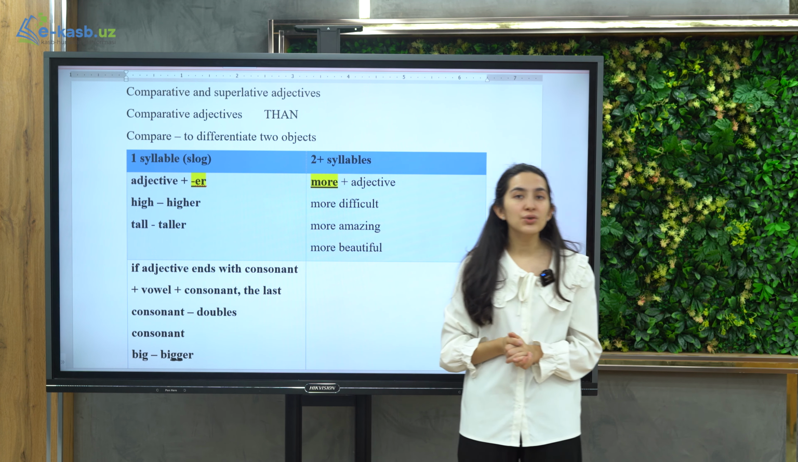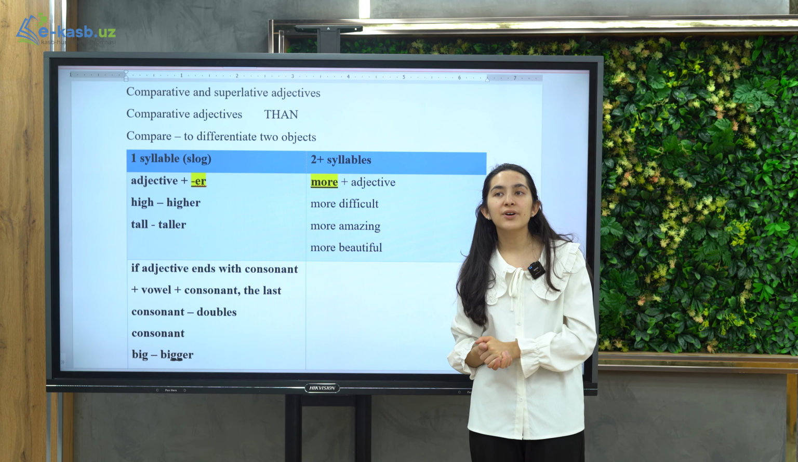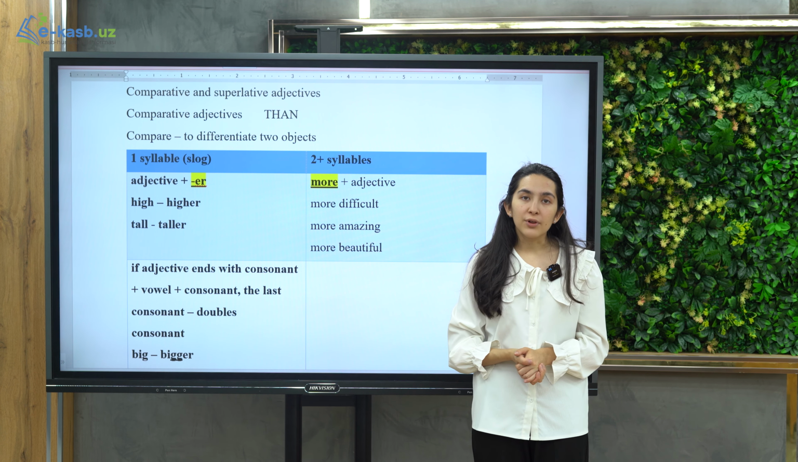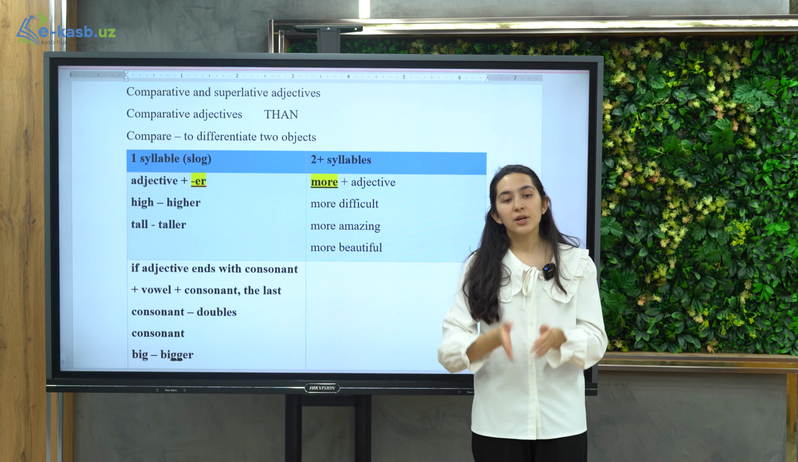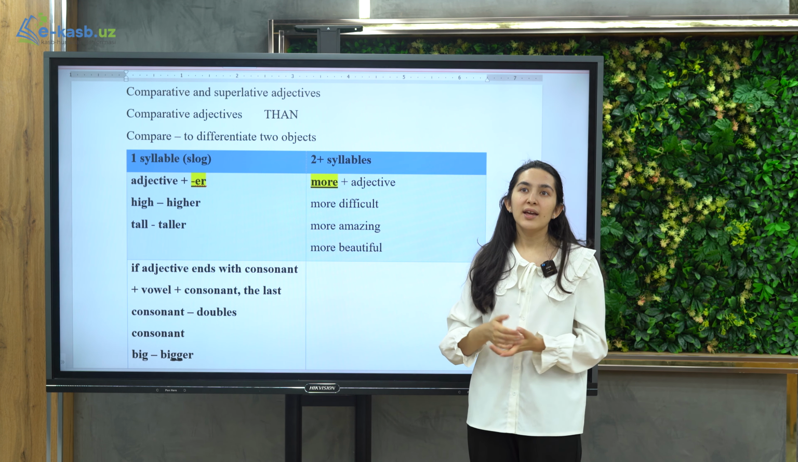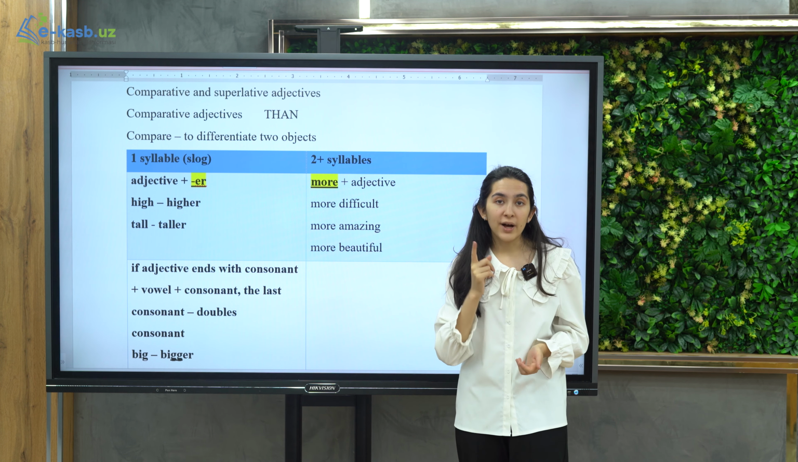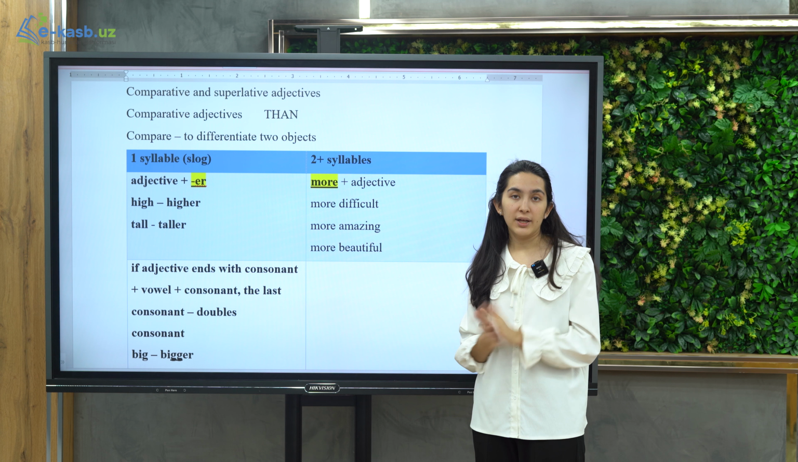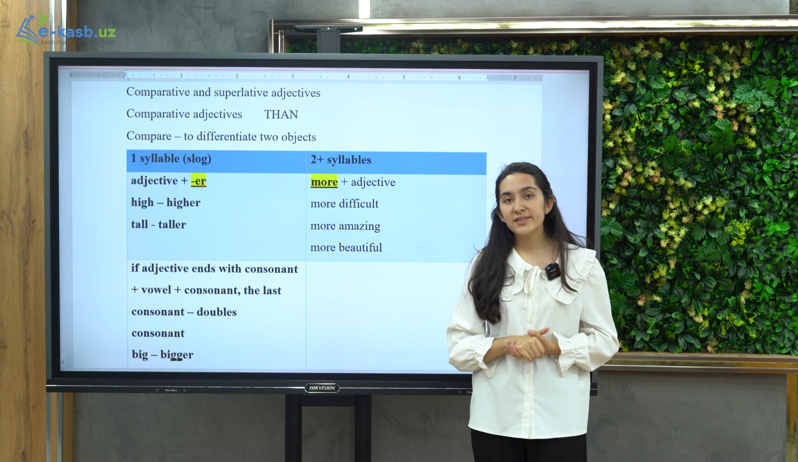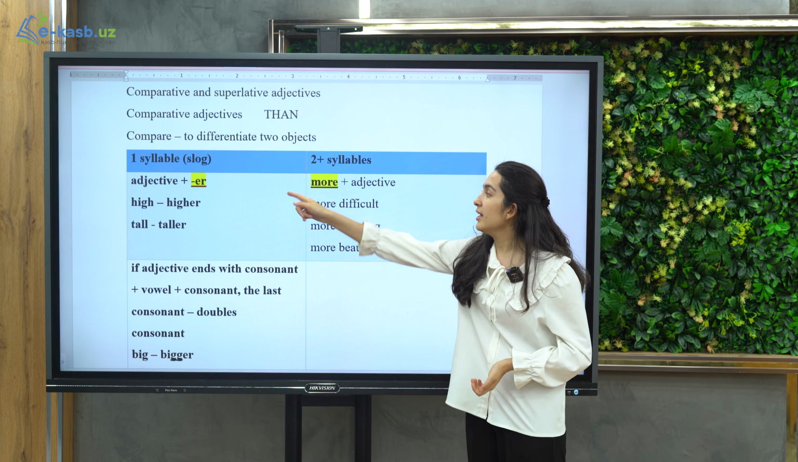If you were at school, your teacher told you, for example, the word beautiful. How many syllables does it have? Beautiful. It has 3 syllables. Or let's say happy. How many syllables does this word have? Happy. 2. Or strong. Strong. Again, 1 syllable. So if we have 1 syllable, we use er.